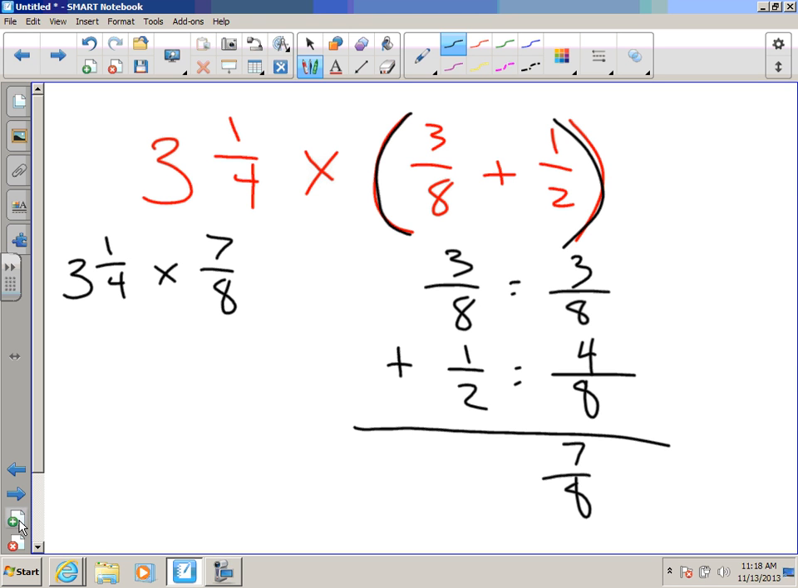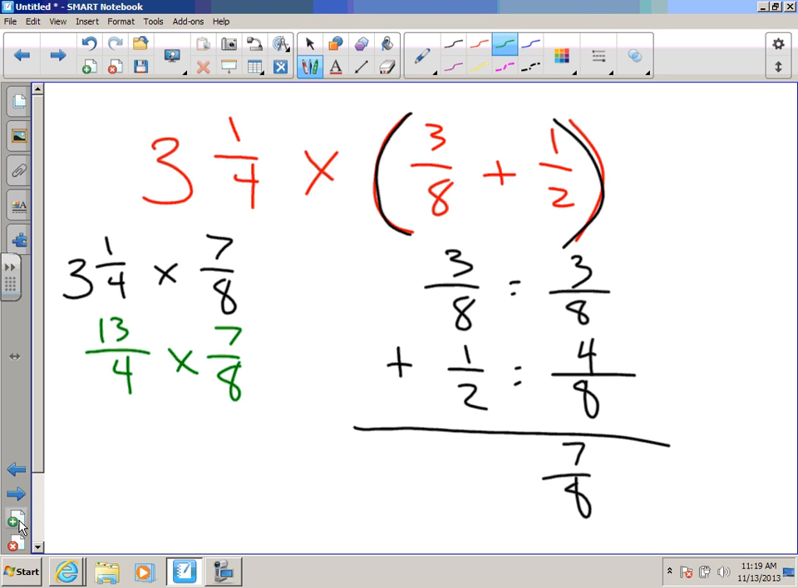Okay? So, that brings us to multiplication. I don't need common denominators when I multiply. They need to be in, not simplest form, fraction form. So let's get that 3 1/4 to fraction form. Yes, it's going to make it improper. 3 times 4 is 12 plus 1. So 13 over 4 times 7 over 8.